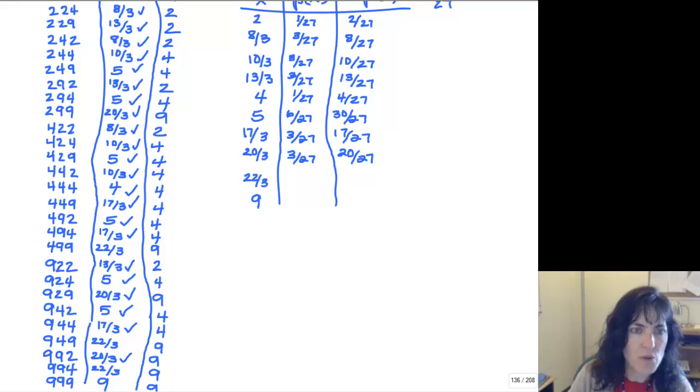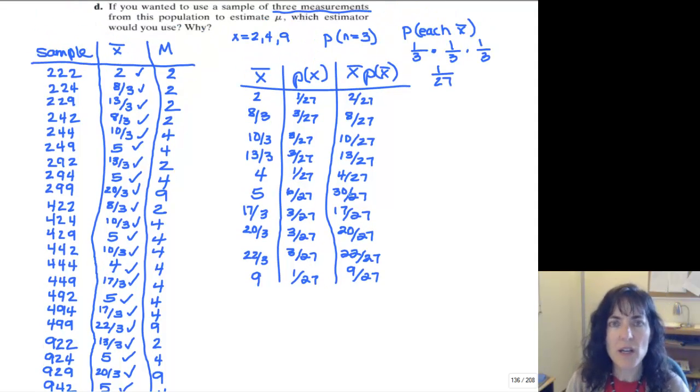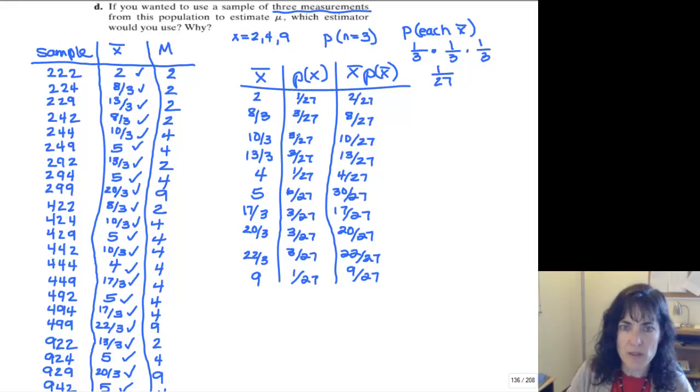And then 22/3. 1, 2, 3 of them. So again, 3/27. And when I multiply, I get 22/27. And then the last one, 9, I have just one time, 1/27. And when I multiply those, I get 9/27. Now, if I'm just trying to find the probability of each of those, that would be this middle column here.